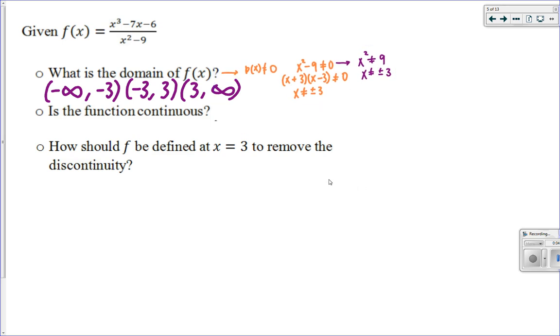Now, what would this function look like? I don't know exactly, but I do know that because it is a ratio of polynomials, it is one of those rational functions. So it's going to have horizontal asymptotes, it's going to have vertical asymptotes. Right now, if you don't remember this, maybe flip back in your notes.